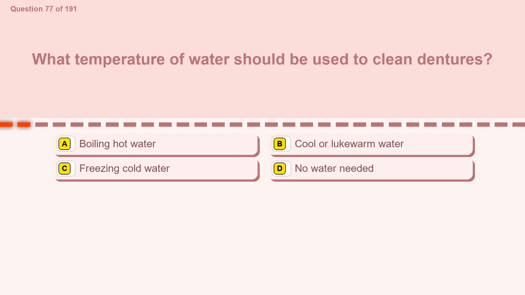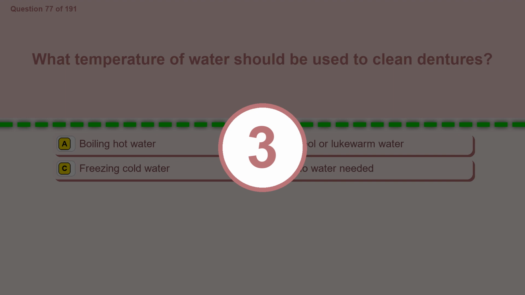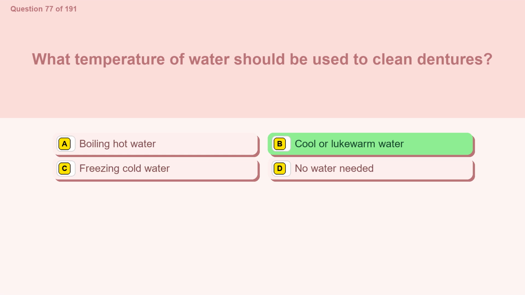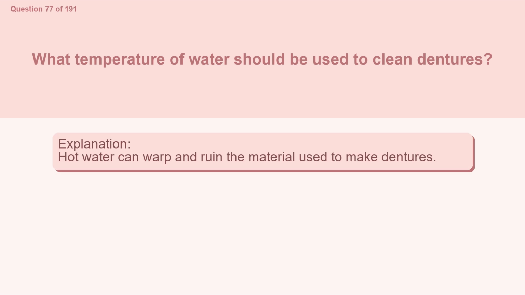Question 77. What temperature of water should be used to clean dentures? Option A, boiling hot water. Option B, cool or lukewarm water. Option C, freezing cold water. Option D, no water needed. The correct answer is option B, cool or lukewarm water. Hot water can warp and ruin the material used to make dentures.